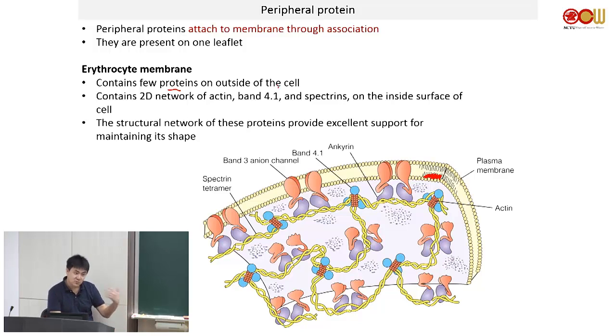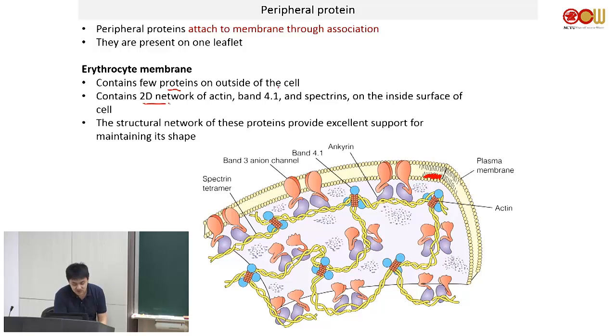And then oxygen works by diffusion. Okay, it's a gas, so you don't need special transporters or anything for that. It's diffused in and out. You can think of it as a plastic bag that has a lot of hemoglobin. So few proteins on the outside, but on the inside, you got a lot of peripheral protein.